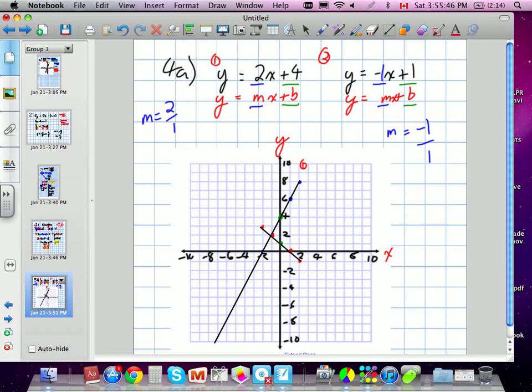I don't have to extend it too far because it looks like I've pretty much got it, even though I didn't draw a very nice line. We can tell that this is our point of intersection. Our point of intersection is when x is negative 1 and y is positive 2. So that's our point of intersection.